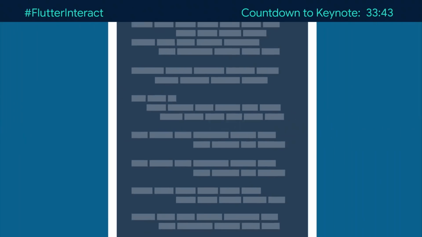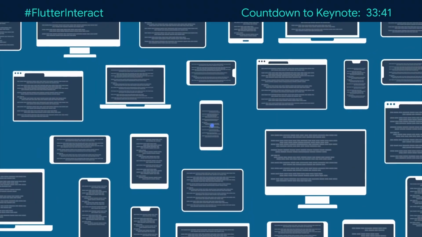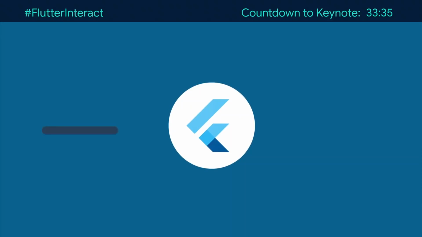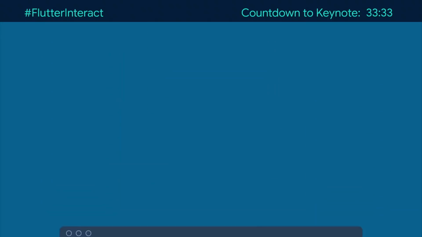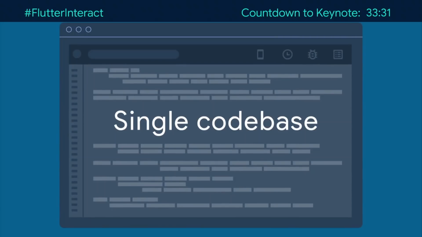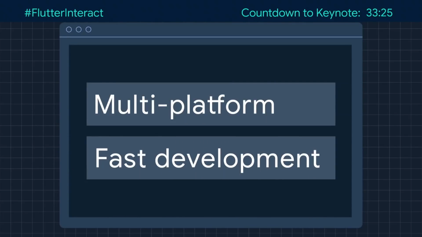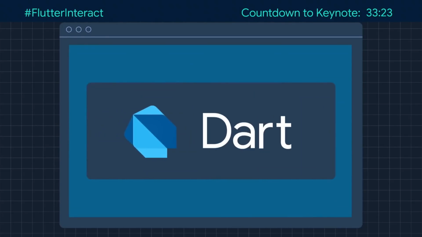In today's world, you need to build for many platforms to reach all your users while maintaining quality to keep them happy. Flutter enables you to ship an application for Android, iOS, and the web from a single code base. To do this, Flutter needs a programming language that works on all these platforms and gives you a fast development experience. That's why Flutter chose Dart.